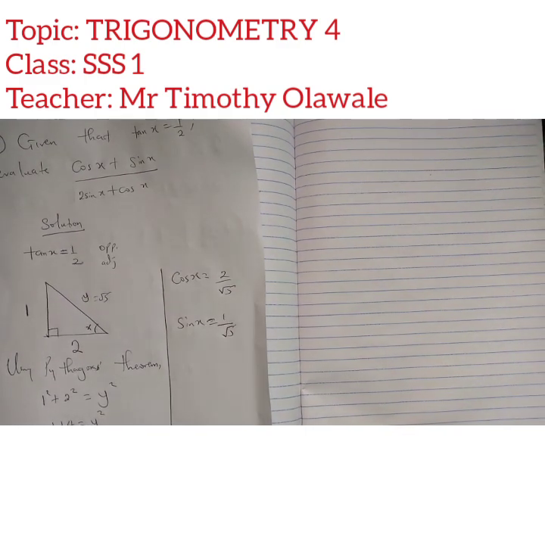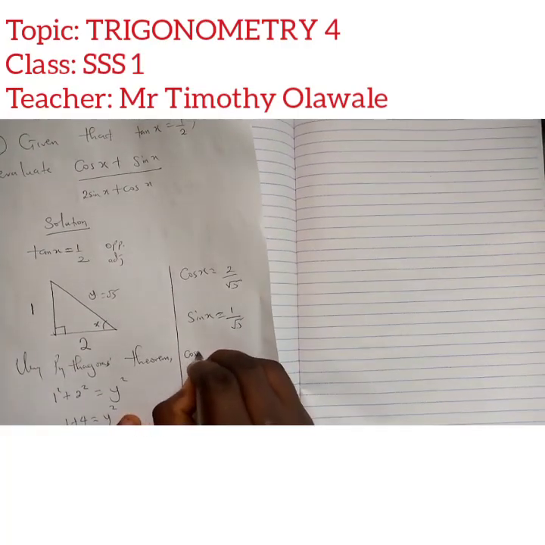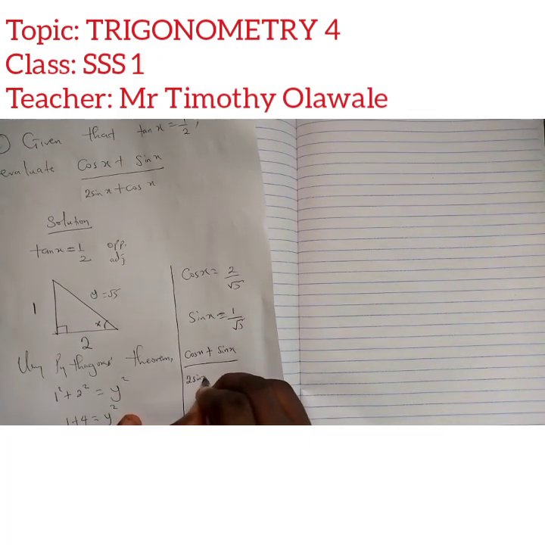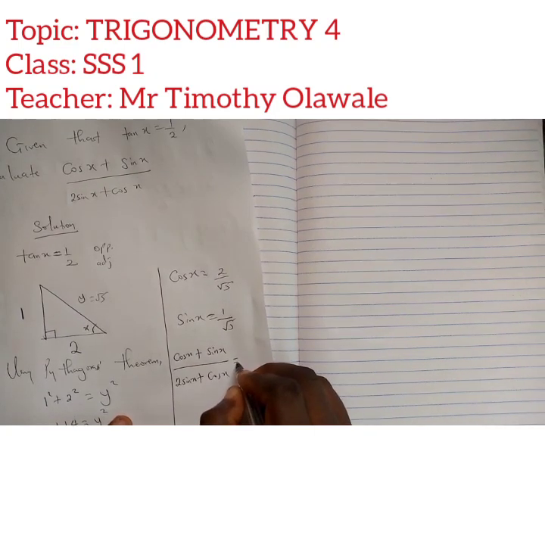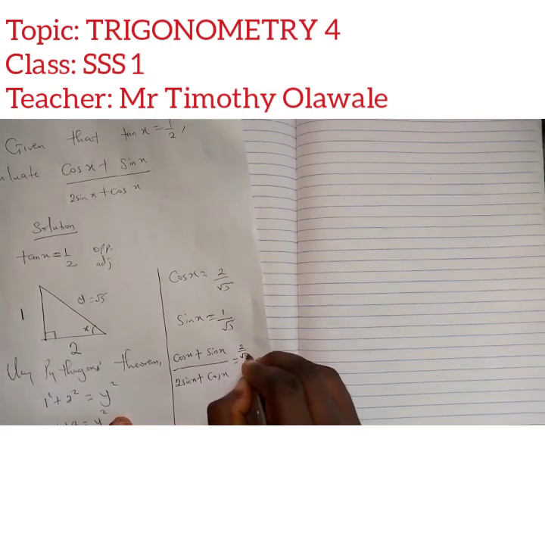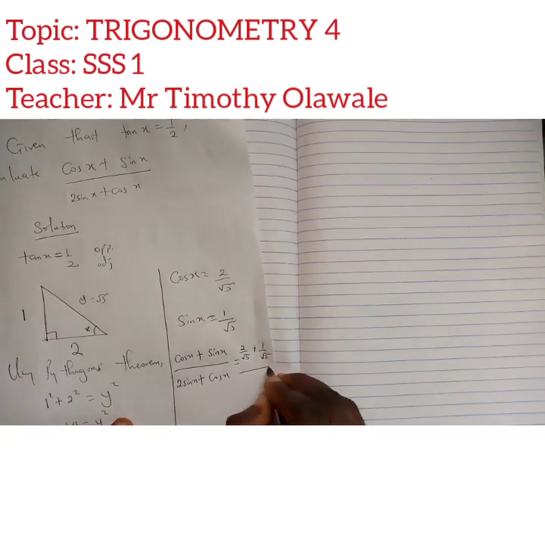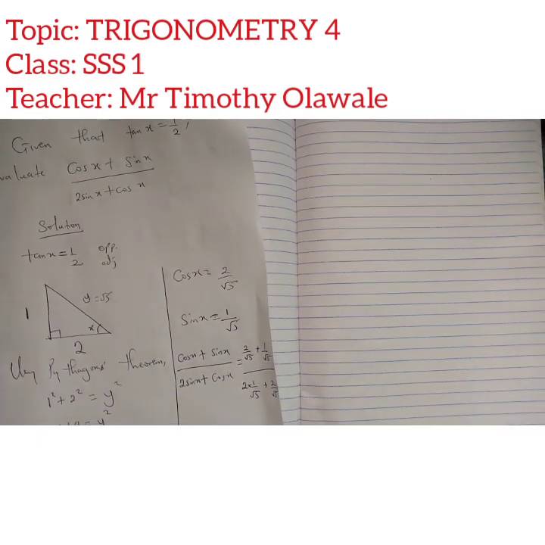So what's the next thing we are going to do now? We are going to input those values into the question. So we now have cos x plus sin x over 2 sin x plus cos x equals, now pay attention, what's our cos x? 2 over root 5 plus, stay with me, 1 over root 5, everything over, what's 2 sin x? 2 times 1 over root 5 plus what? 2 over root 5. It's simple. It looks a bit complex, but it's easy.